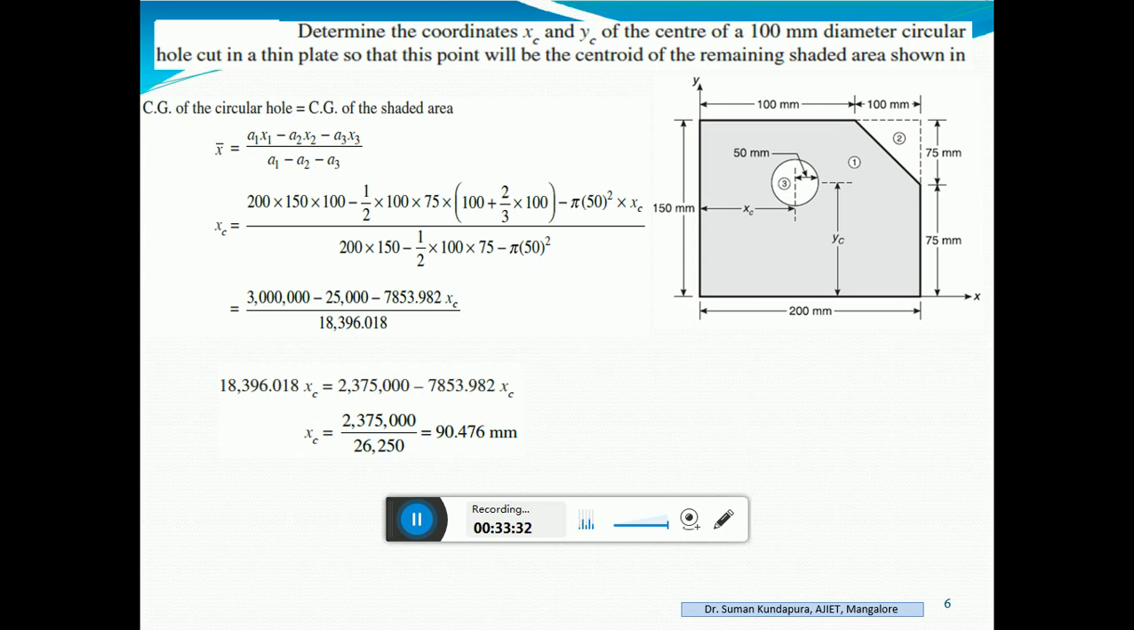More importantly, you need to know where is the reference axis. If they have given you some other reference axis, please consider that reference axis, and from there you have to calculate the respective x1, y1, x2, y2. Those you have to calculate from that reference axis. Don't get confused between the centroidal axis and the reference axis. Centroidal axis, initially we are just assuming it may pass through this point, we are just marking it.